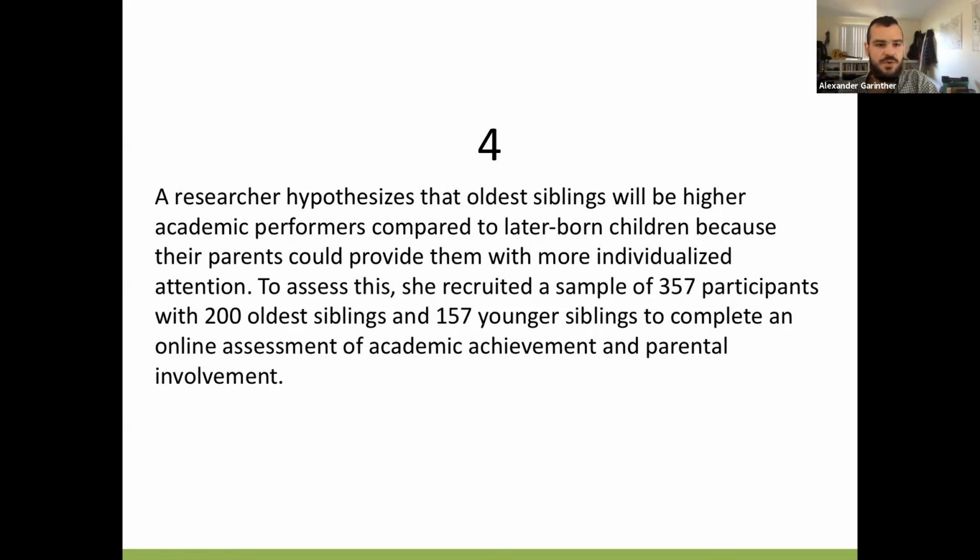Good question, Israel. Would this be considered between groups? So I would say it would be. We would have, I think, 2 groups. One would be oldest siblings and one would be younger siblings. And so the independent variable, I would label it birth order, and then it would have 2 levels, sort of first or later, something like that.